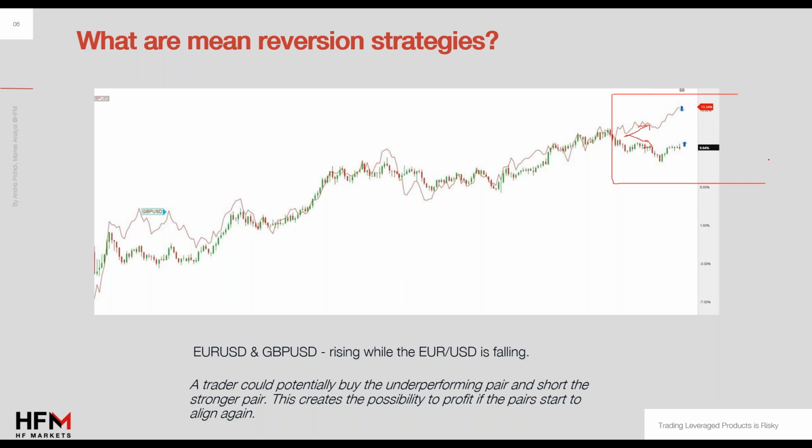Okay, so a trader could potentially buy the underperforming pair and short the stronger pair. So in this case, short the cable and buy the euro on the expectation that they will eventually align again. This creates an opportunity to profit once the pairs start aligning again. So this strategy implies if we see such highly correlated assets deviate, to be in a different direction, we are selling the one and buying the other at the same time on the expectation that they will align again. Okay.